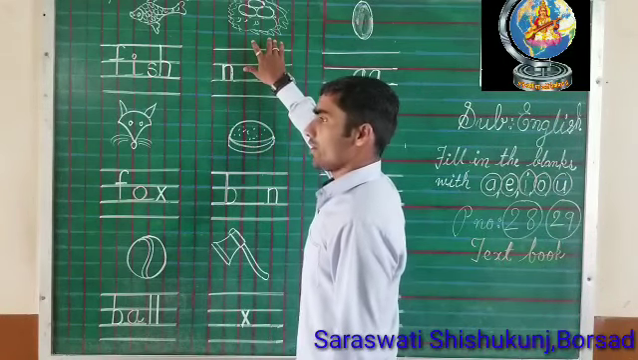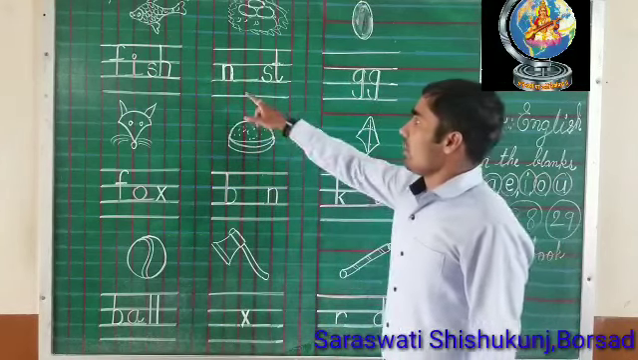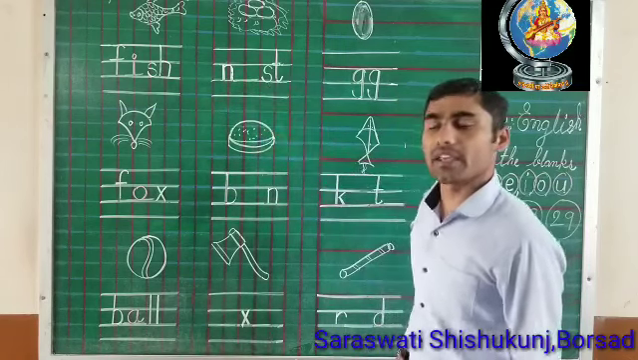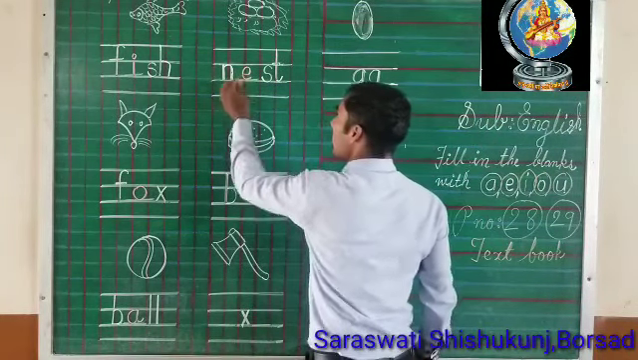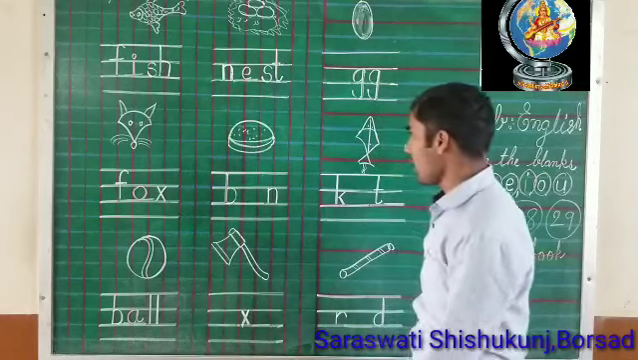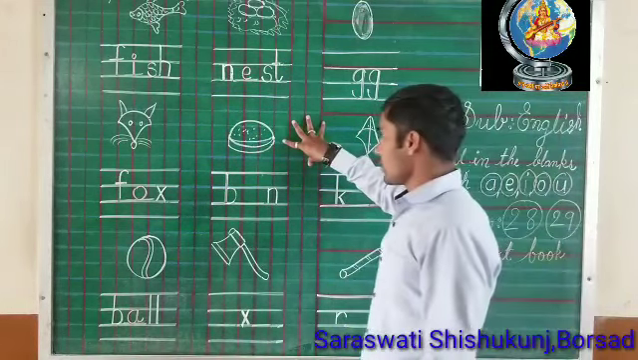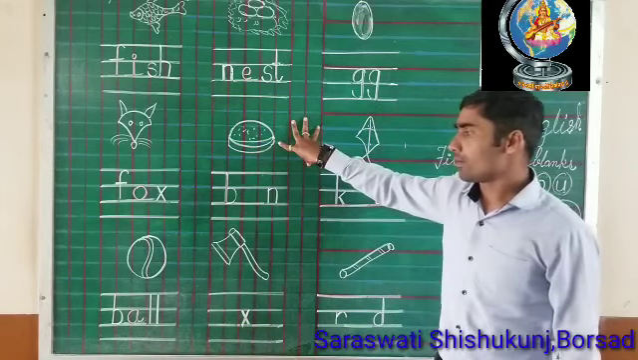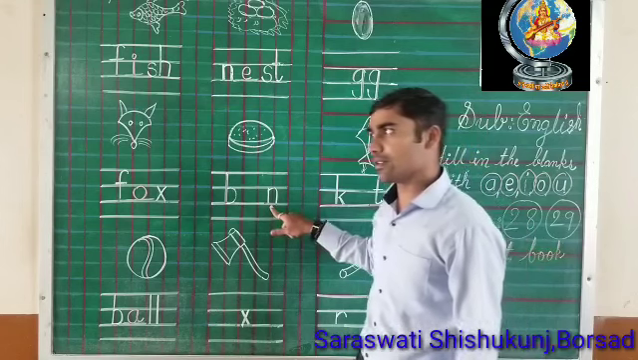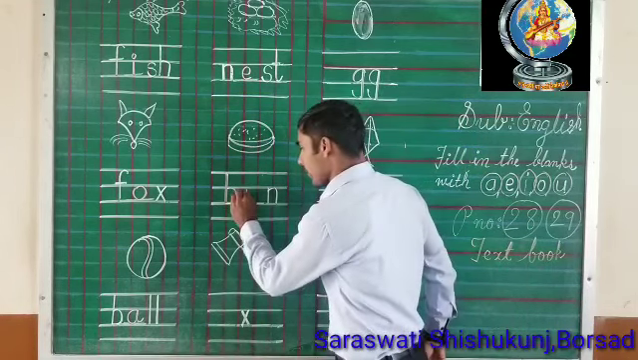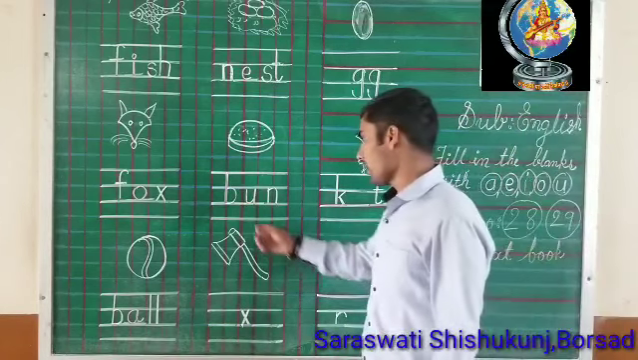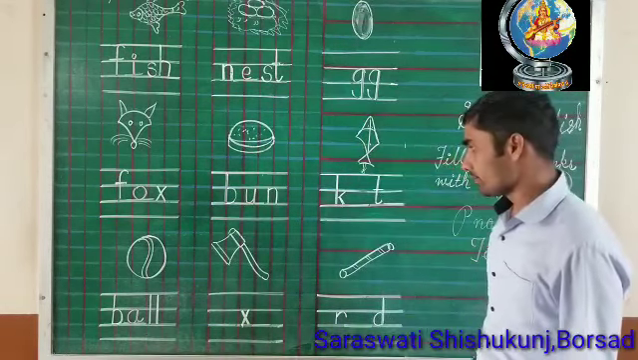First picture. Nest. Right. A says E. So write down E vowel and read the spelling. N, E, S, T. Next picture is bun. Okay. B, A, N. A says U. That means the U sound comes here and the U vowel is coming here. B, U, N, bun.